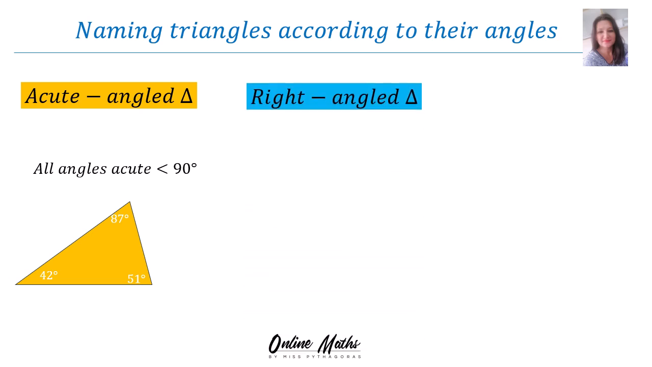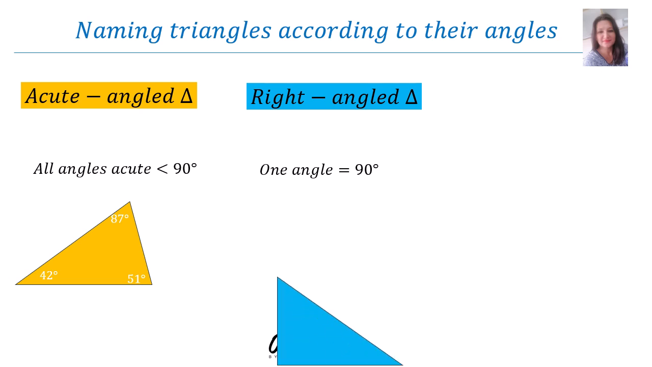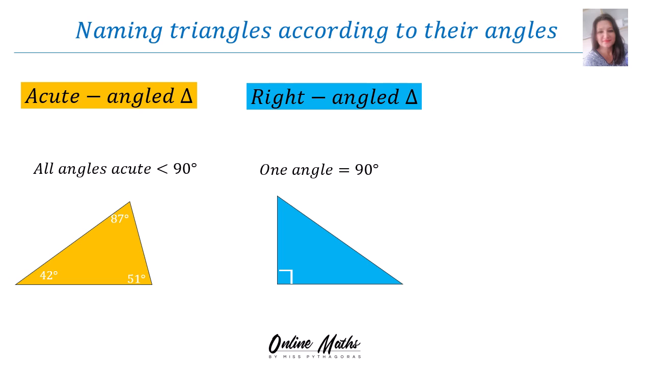Then we find a right angled triangle. So when there's one angle that's exactly 90 degrees, we call it a right angled triangle. And remember, this little symbol means it's a right angle. In other words, a 90-degree angle.